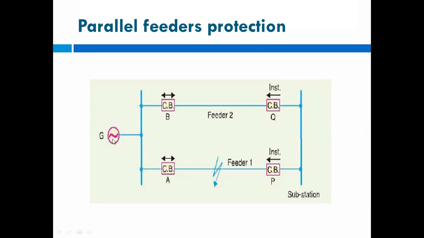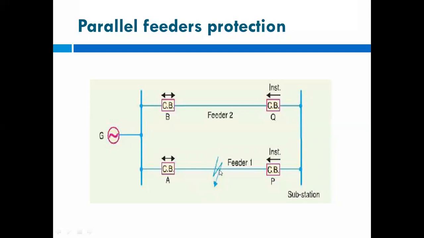There is a generating station, and there are two lines, two lines of this feeder. For each line there are two circuit breakers, that is A and P for one line, feeder 1, and B and Q for the second feeder.